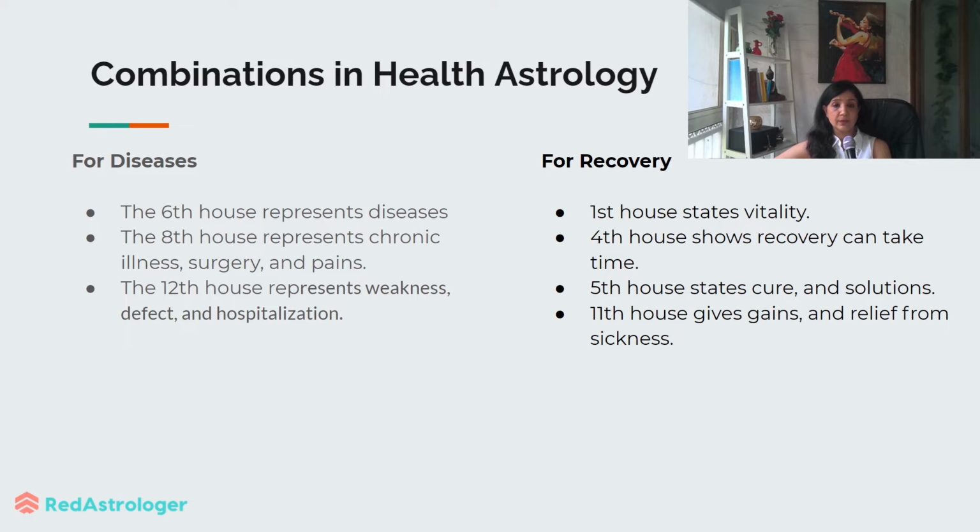And for recovery, 5th house negates 6th house of disease, and 11th negates the 12th house of defect and weakness. And 4th house, if it involves with 6th house and 8th house, then it causes slow recovery because it is 12th from 5th, or it can also show no recovery. So if 4th house involves with 11th house, or even with 5th house, then it can give recovery by taking care at home.